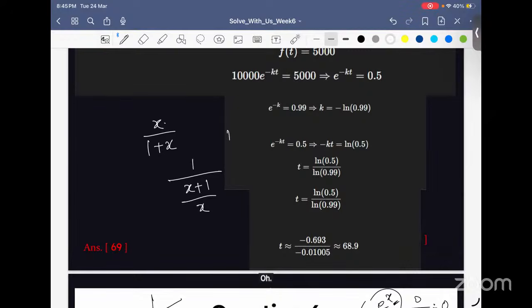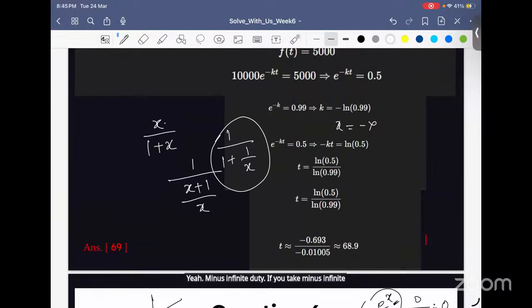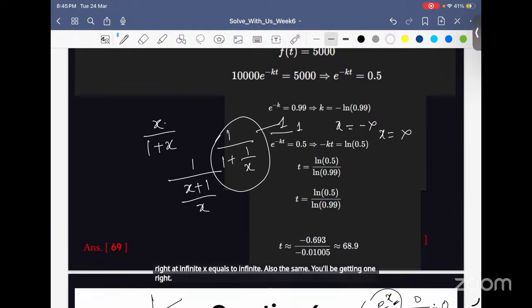That also will not work, no? The same thing, right? 1 upon 1 plus x. If we are taking x as infinity, or minus infinity, again the same thing will happen, right? You will get 1. At infinity, x equals infinity, also you will get 1, right? Correct? Yes, sir. So this example was not correct. That is what I was saying.